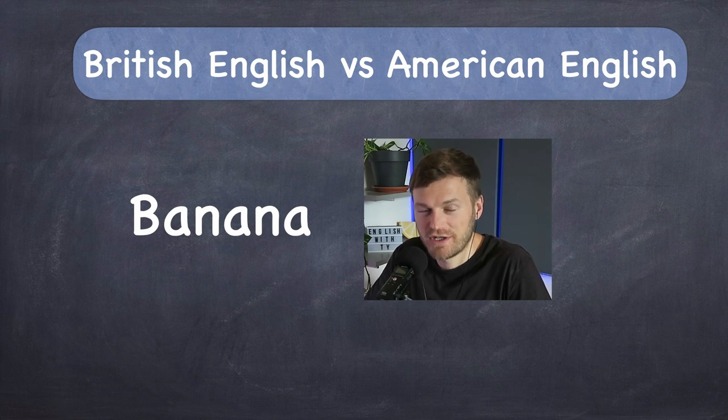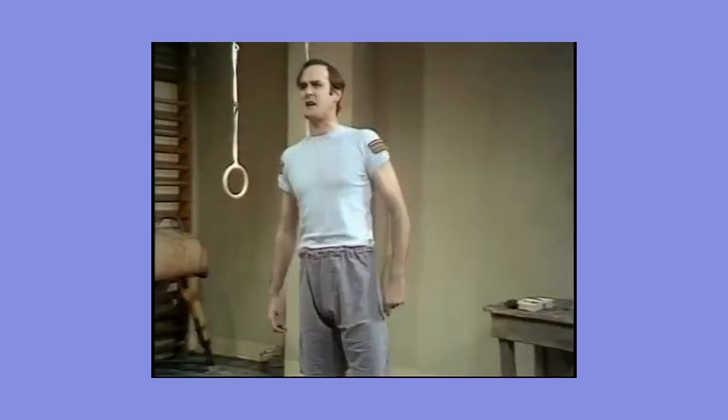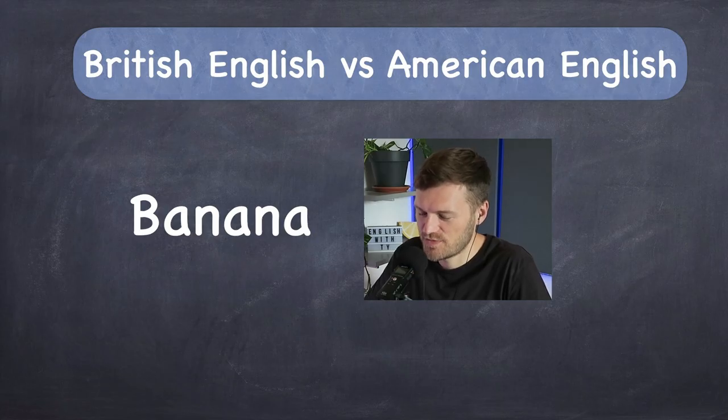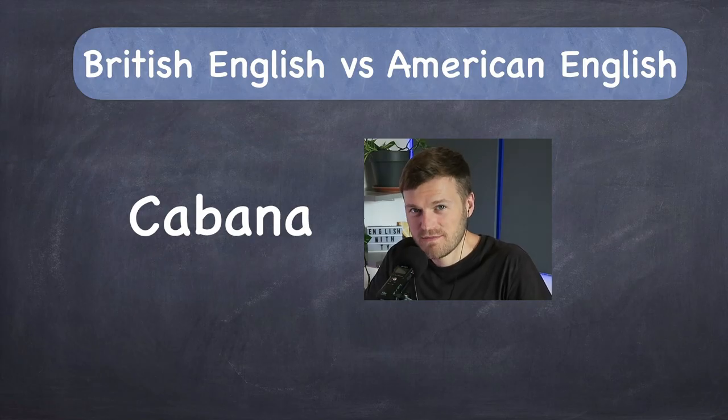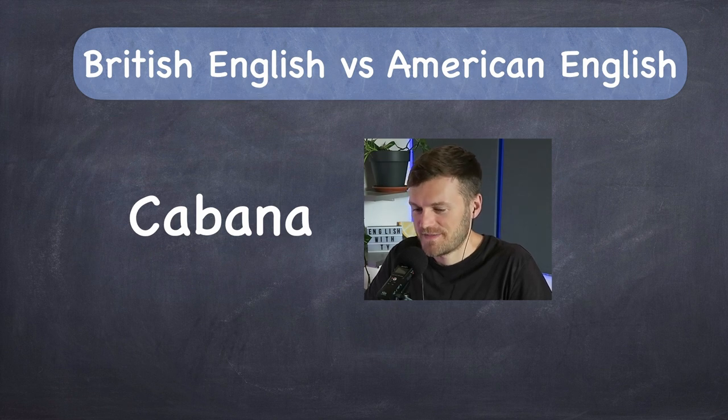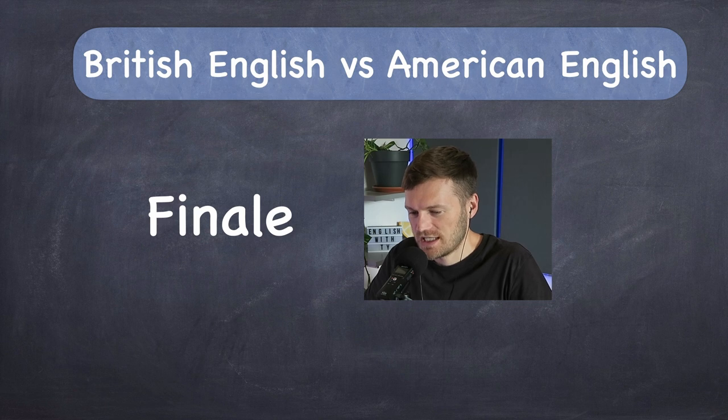Here's an example for you of the British English pronunciation. "Against the banana fiend! That's a banana!" And here's an example of the American English pronunciation for you. "You can hold the banana if that's what you mean." Now, this next word is similar to banana. It is spelled C-A-B-A-N-A, and in British English, it would be pronounced "cabarna," the same principle as in banana. And in American English, it's similar again, "cabana."